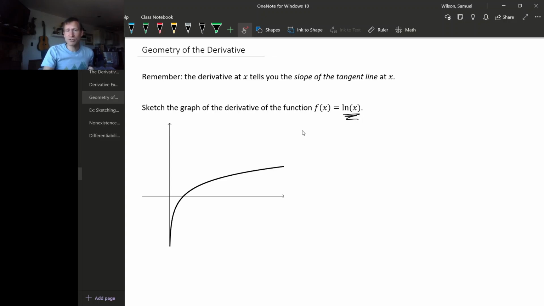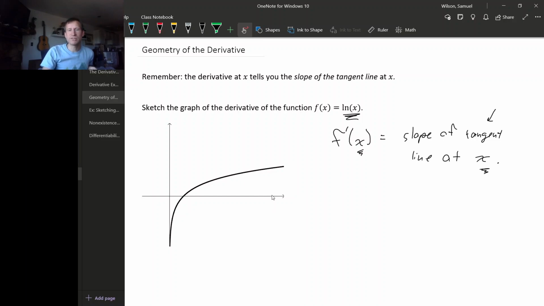So let's sketch the graph of the derivative. Now remember, the derivative, f prime of x, is the slope of the tangent line at x, right? And different x values will give us different tangent lines. So different x values will give us different slopes. That's why the derivative is a function of x. So to sketch some values for this derivative, what we'll have to do is pick some x values and approximate what the slope of the tangent line will be at those x values.